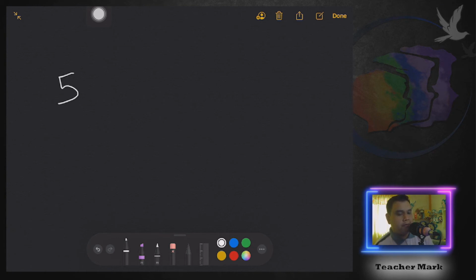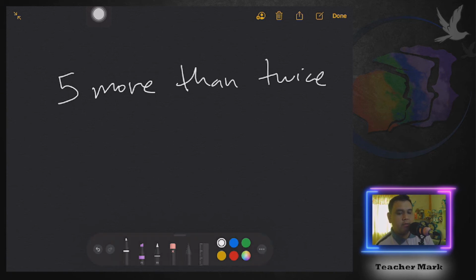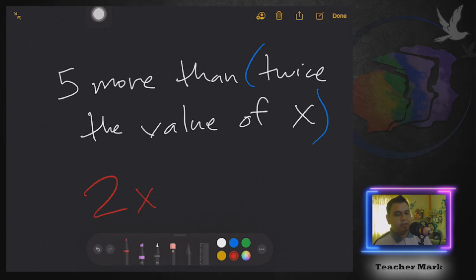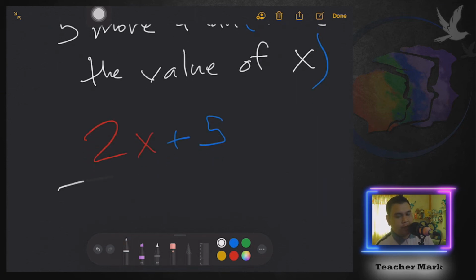So we have 5 more than twice the value of x. This means that we have to deal with this part of the sentence first. We have to get twice the value of x first. Twice the value of x is written as 2x. And it says here that 5 more than twice the value of x means that you are going to add 5 to twice the value of x, which in this case, all you have to do now is to add 5 to 2x.